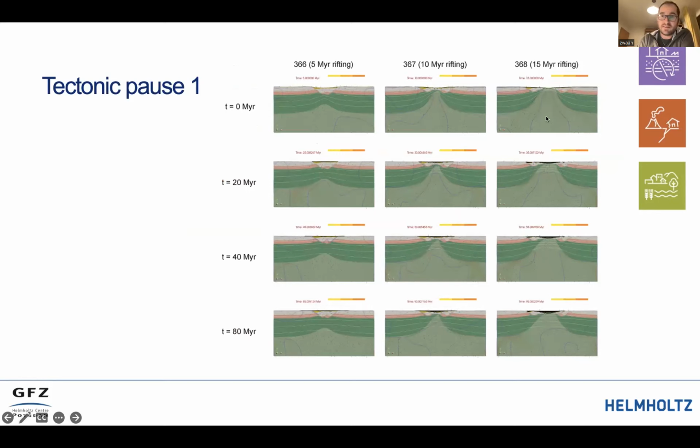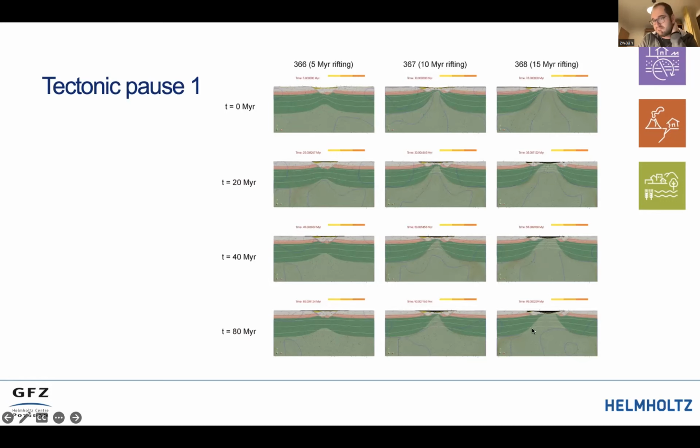end of rifting here at the top, different amounts of rifting. So this would be after 5 million years of rifting, 10 million years, and 50 million years. And then I just let it rest for a little bit of time. And the obvious thing that happens is that the whole system cools down. So the hot mantle material that reaches to the surface starts to cool down again. So the isotherms, that are these white lines here, they start to flatten again.